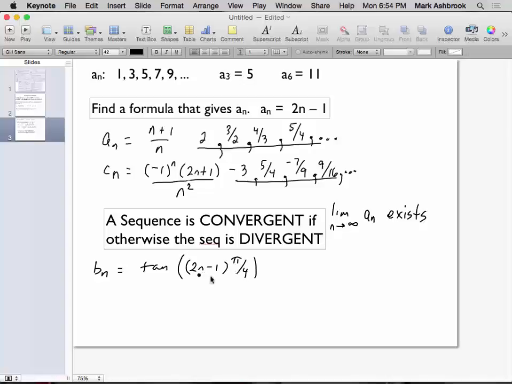We're going to get 1 pi over 4. Then, so this is our 1, 3, 5, 7, right? So we're going to get 1 pi over 4. It's here. 3 pi over 4 is here. Then 5 pi over 4. 7 pi over 4. 9 pi over 4.